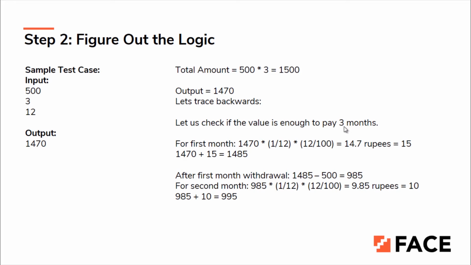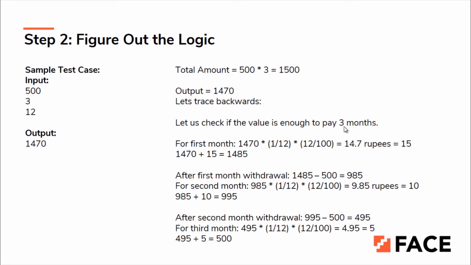Again from 985, let's calculate the amount that would be added by the end of next month. For every month, it is 1 by 12th of 12%, right? So, 1 by 12th of 12% of 985 is 9.85. Again I am rounding it off to the nearest integer, that is 10. So, if I add, it would be 995. Again, let's draw 500 from 995, so you will get 495.